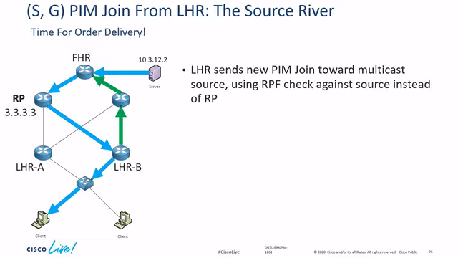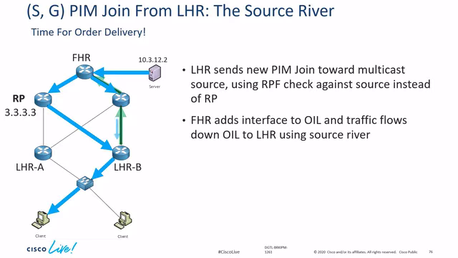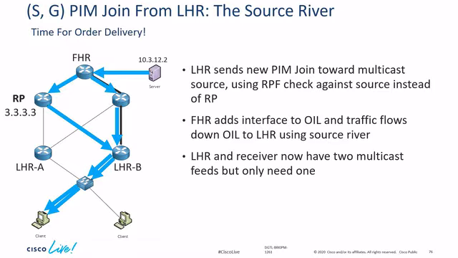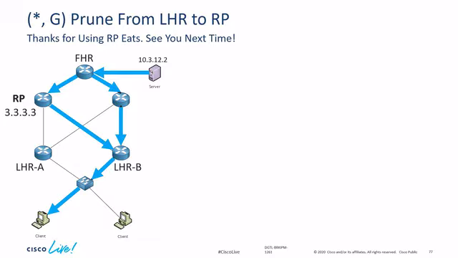And then just like we saw before, the FHR, having received the PIM join, will send multicast traffic down its outgoing interface list, and every router in the way will do this as well. And so now, eventually, the receiver is actually receiving 2 multicast feeds, but it only needs 1. So one more important thing has to happen, and that is what's called the prune. The star comma G prune is being sent from the LHR to the RP. So the LHR sends a specific message, a special message called a PIM prune, towards the rendezvous point.